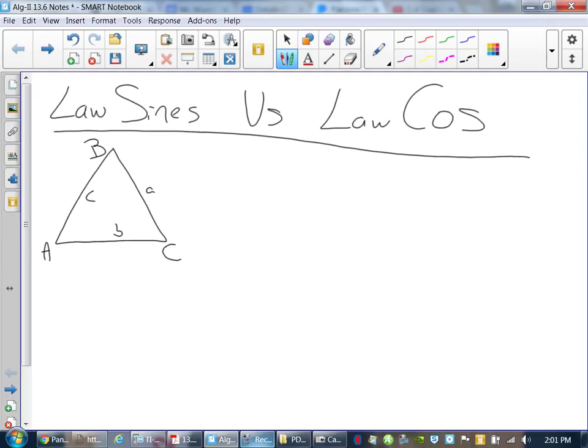If you have an angle and its side opposite, you always use law of sines. Always. There's no reason to use anything else because, as you saw, law of sines is really quick because it's just fraction equal fraction. So if at any point you have the angle and you know the side length opposite, use law of sines right away. Law of cosines is when you don't.